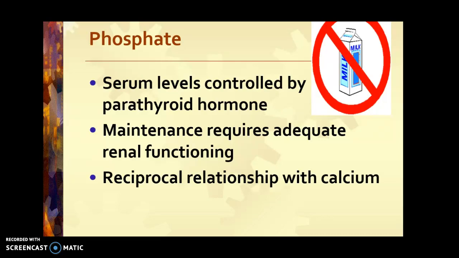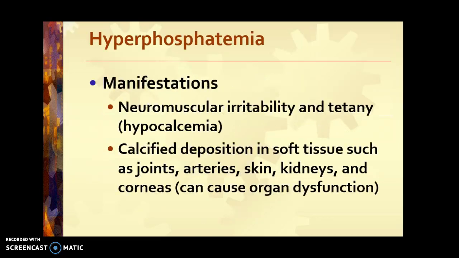I've got here, you can see milk. Milk is high in phosphate, so that's something else that you want to remember, the foods that contain a lot of phosphate. Dairy in particular is one. So if we have, say, a renal patient that's on a low phosphate diet, we would want to teach them to avoid dairy or limit it.